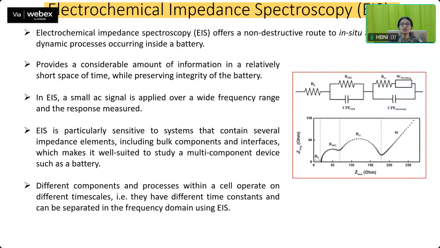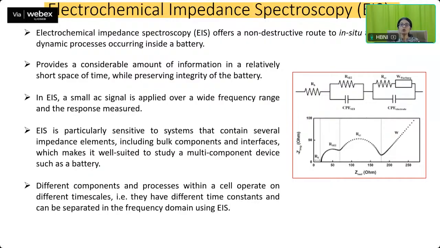So coming to electrochemical impedance spectroscopy, it's a very important technique when you're finding out the dynamic variation which is happening in a coin cell. If you remember, this coin cell is basically a single cell, and when these cells are connected in series and parallel, what you get is a battery setup. So EIS is a very good non-destructive route to in situ analysis of the dynamic processes which are occurring inside a battery.